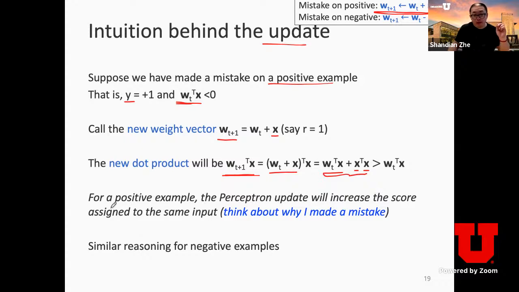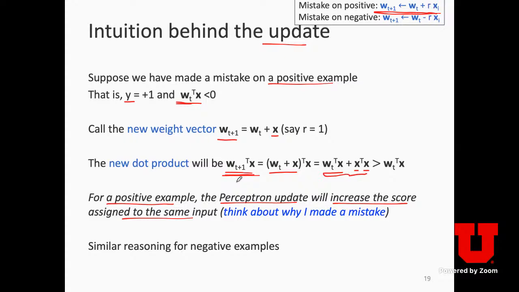Let me summarize again. From our analysis, we see that for a positive example, the perceptron update will increase the score assigned to the same input. The score is the classification function value. So now I want to ask, is the increase of the score reasonable? A good thing or something we are happy to see? Yeah, because we made a mistake because the value was too small, and so if we're increasing, then we'll get closer to the truth, or closer to the right value.